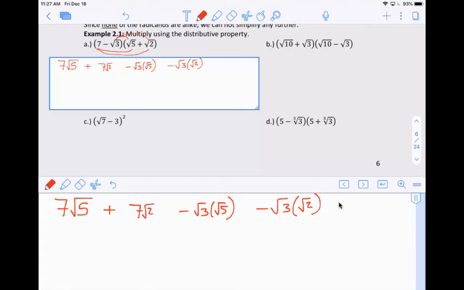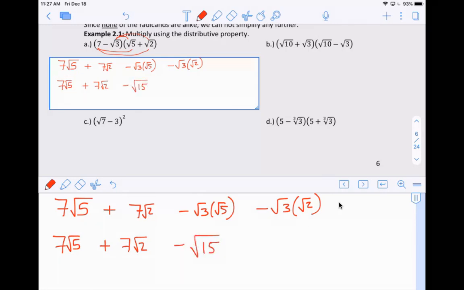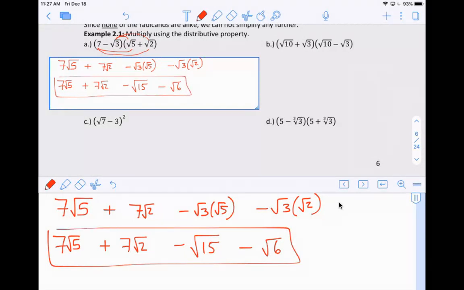Let's go ahead and simplify what we can. 7 root 5 doesn't really simplify all that much. And 7 root 2 doesn't really simplify as well. From the last video, we saw that we can change this to 15 and this to 6, but even then 15 and 6 would not combine. And so we end up with a 4-termed finished product.